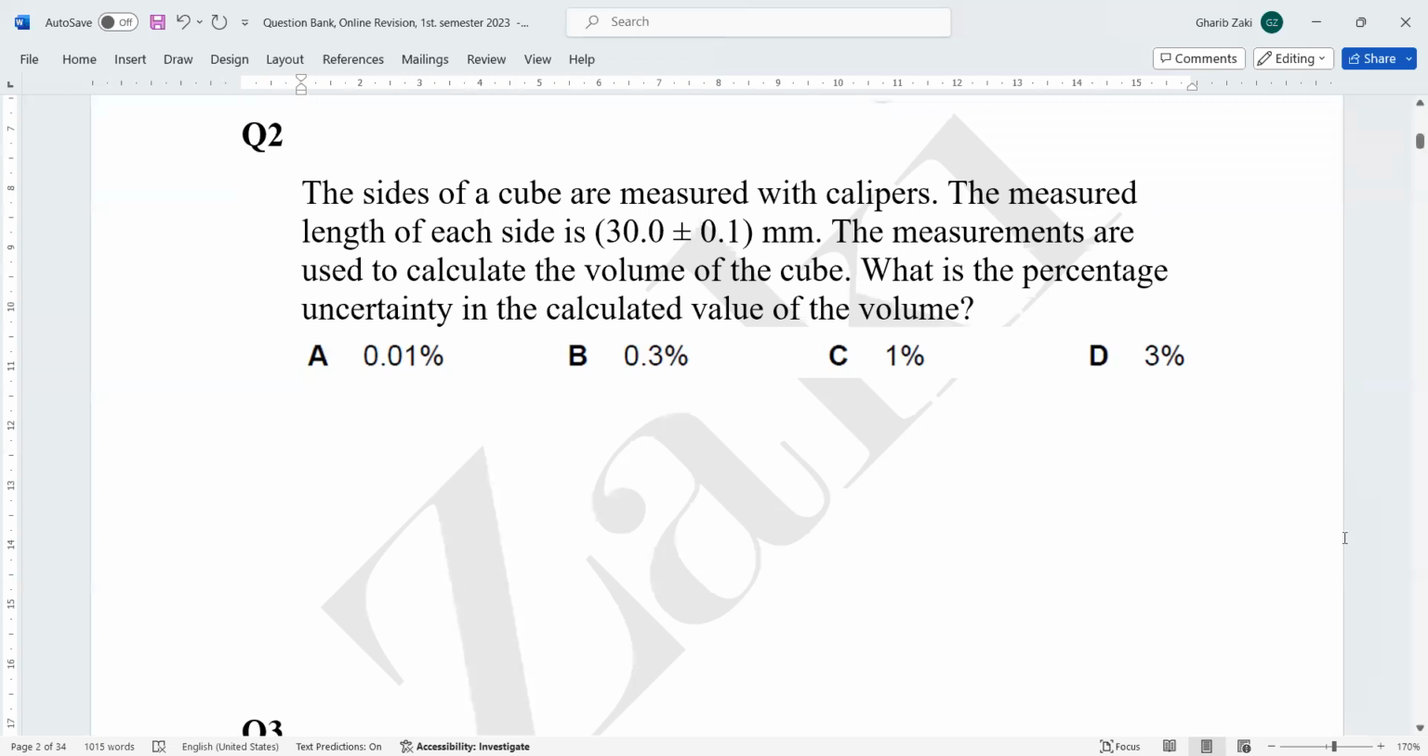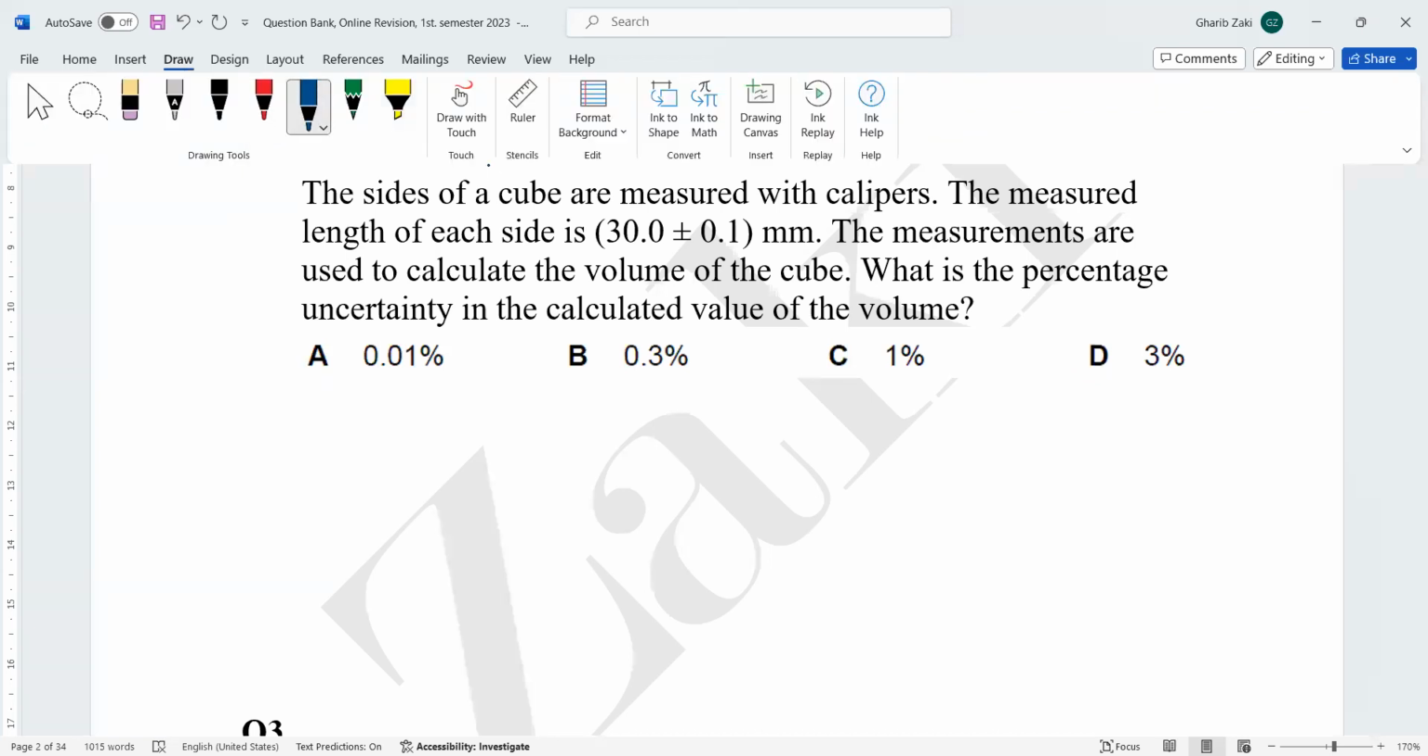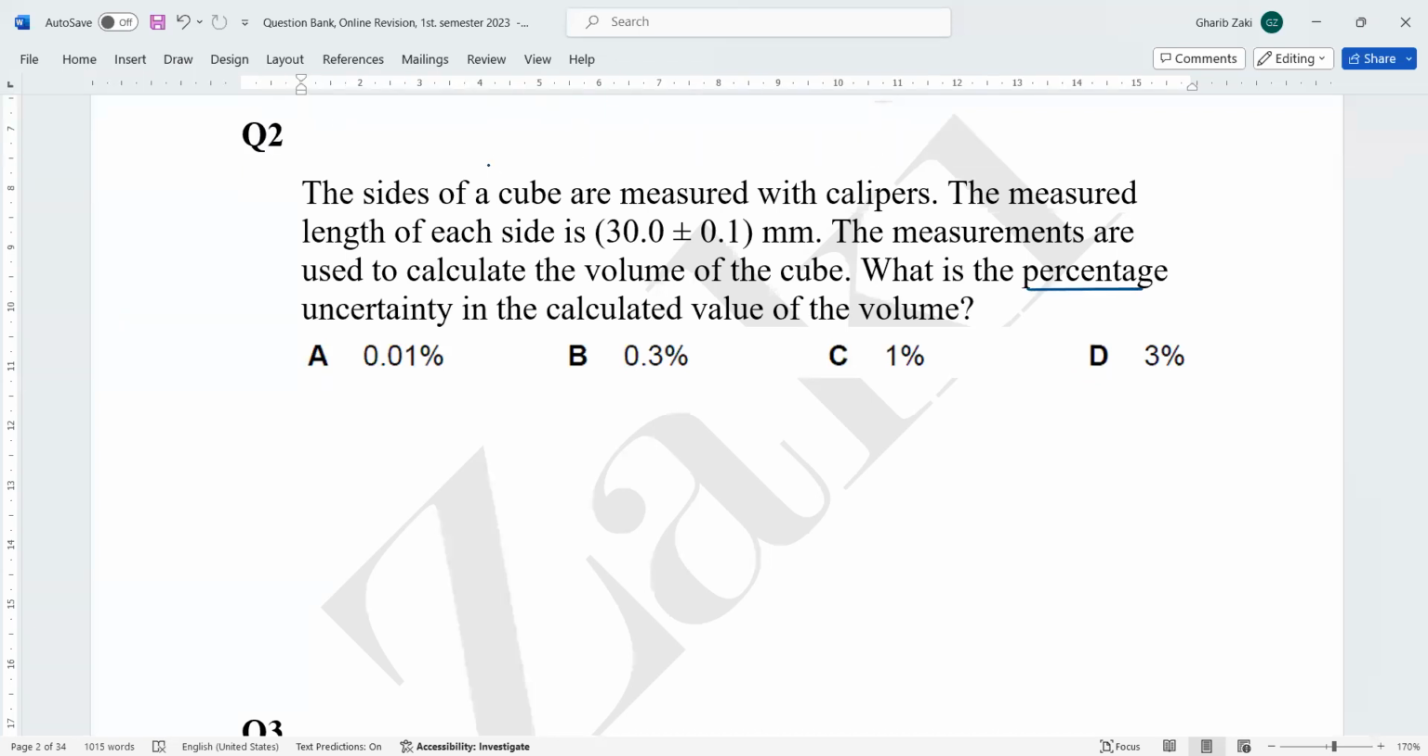The sides of cube are measured with this. The measured length of side is 30 plus or minus 0.1 millimeter. The measurements are used to calculate the volume of the cube. What is the percentage uncertainty in the calculated value of the volume?